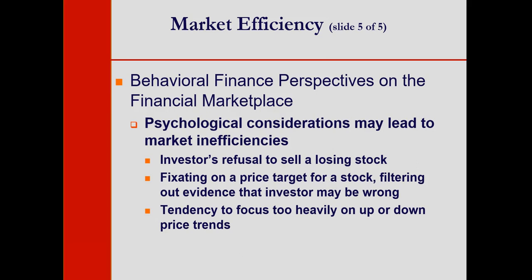Okay, so sometimes investors refuse to sell a losing stock. They keep on waiting for the stock price to go up, thinking, once it reaches the point I invested at, I will sell the stock. They are not reacting to the actual information. Rather, they are thinking about going back. They are not behaving rationally here. Same way, fixation on a price target for the stock, filtering out evidence that investors may be wrong, and the tendency to focus too heavily on up or down price trends. While doing all that, they completely ignore the actual information which is out there in the market.